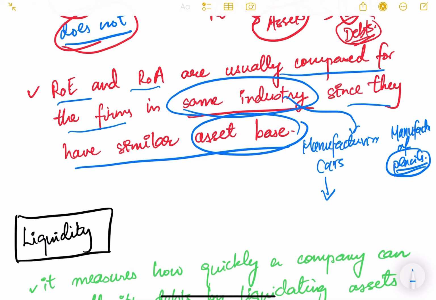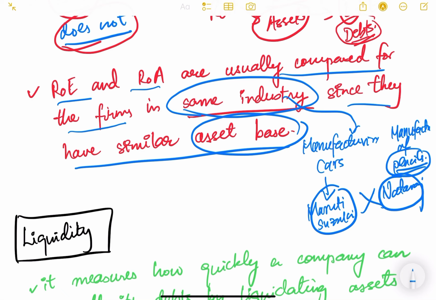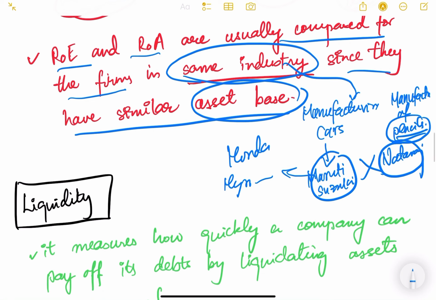For example, if you compare Maruti Suzuki with Natraj, a pencil company, it won't be a fair comparison, because these are in two different sectors and they have different asset bases. So usually ROE and ROA we compare for firms in the same industry. You will compare Maruti Suzuki with Honda, Hyundai, Toyota, etc. That is a good way to look at it. Otherwise your analysis will be distorted.